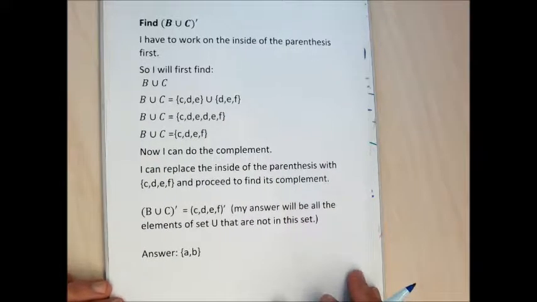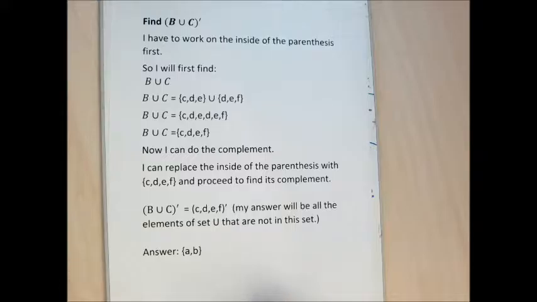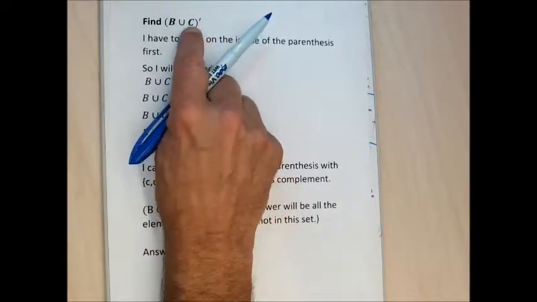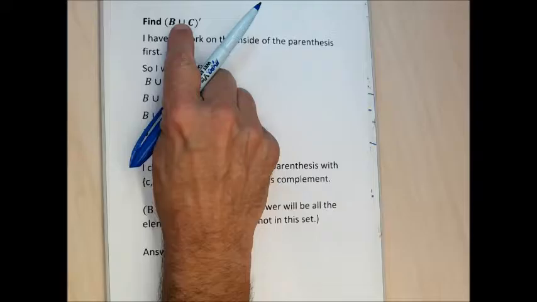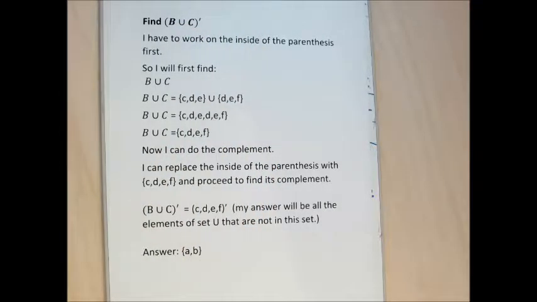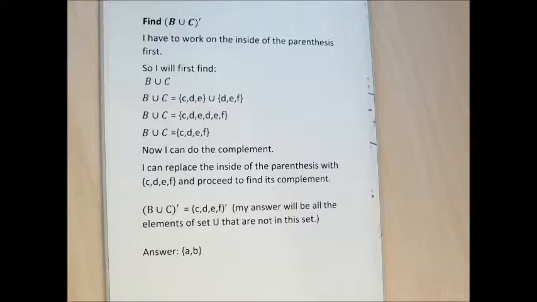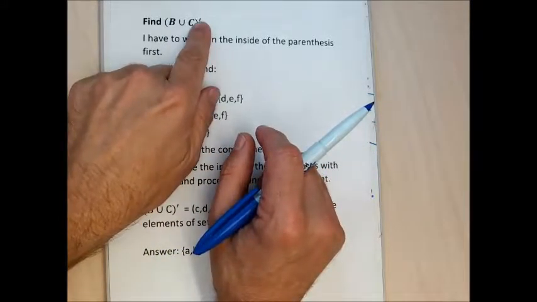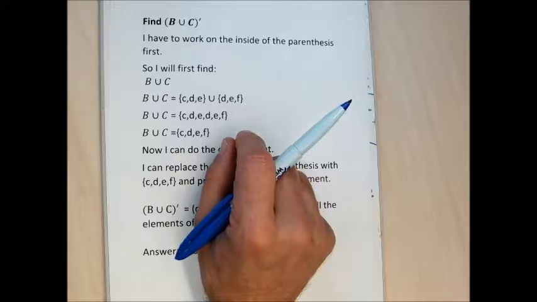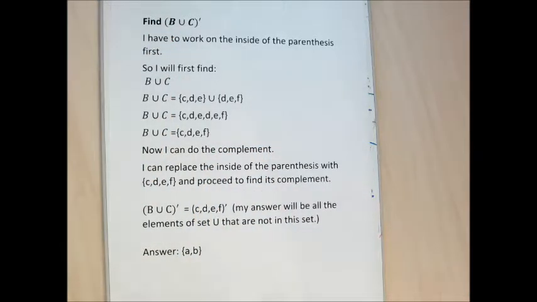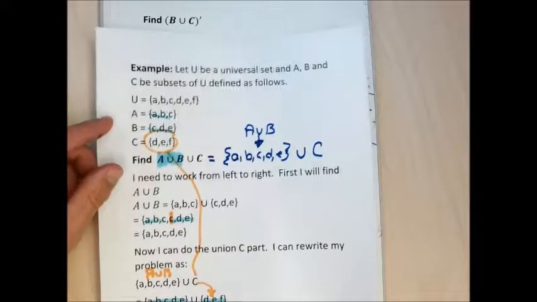Complements are generally done first unless they're outside of parentheses. And in this example right here, a parentheses gets done before a complement. A complement's kind of like an exponent, and in PEMDAS, or Please Excuse My Dear Aunt Sally, parentheses are first, exponents are second. Parentheses are first, complements are second. A complement almost looks like an exponent, so with orders of operations it works like an exponent. So I have to find B union C first. So that's my orders of operations here.